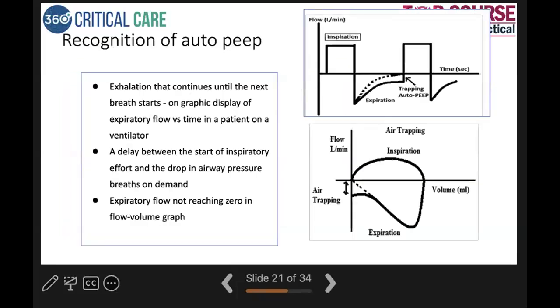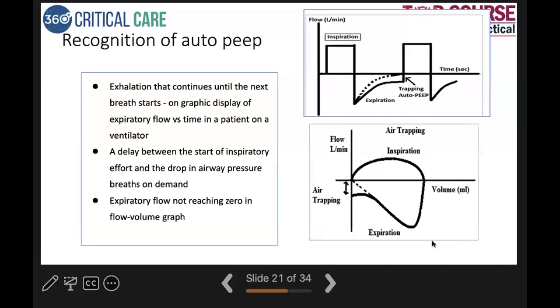Okay, so how are we going to recognize auto PEEP with the ventilator graphs? You can see in the flow time graph that even before the expiration is ending, the next inspiration begins, and you can see the auto PEEP developing. This is the normal flow time graph. But when auto PEEP is there, there is an extension of the expiration, and even before the expiration comes to the baseline, the new inspiratory waveform starts. That is how you pick it up in flow time.